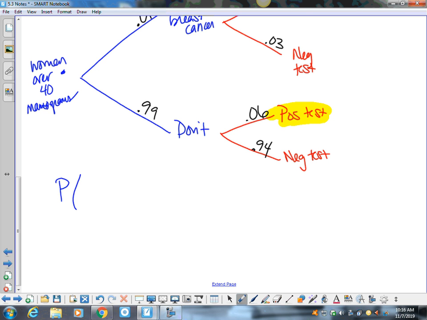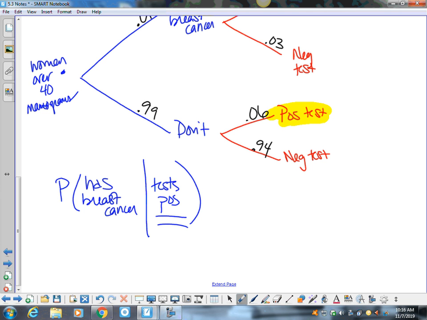I want to know the probability that she actually has breast cancer given that she tests positive. I know this has happened. I want to know of this, how many of them actually have breast cancer. Okay, so you have to think about your given formula.